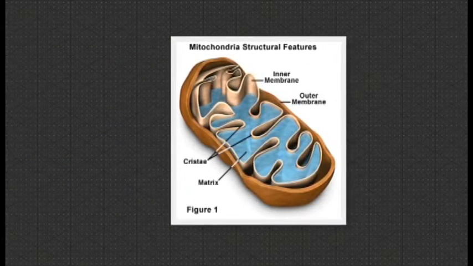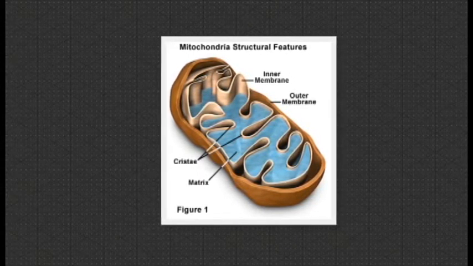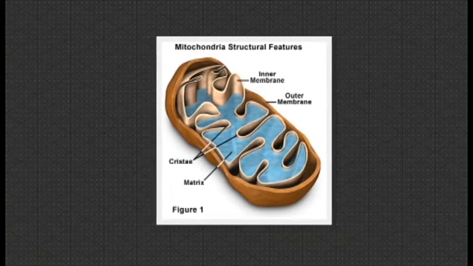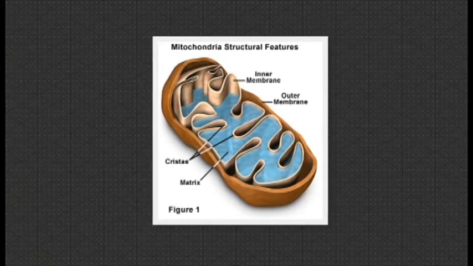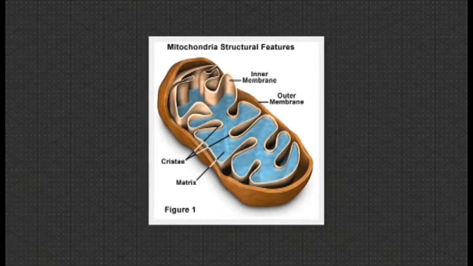This is a computer-generated model of a typical mitochondrion. In this model, you can see the membranes, both outer and inner. You can see the cristae, which are the folds, and then you can see the matrix.